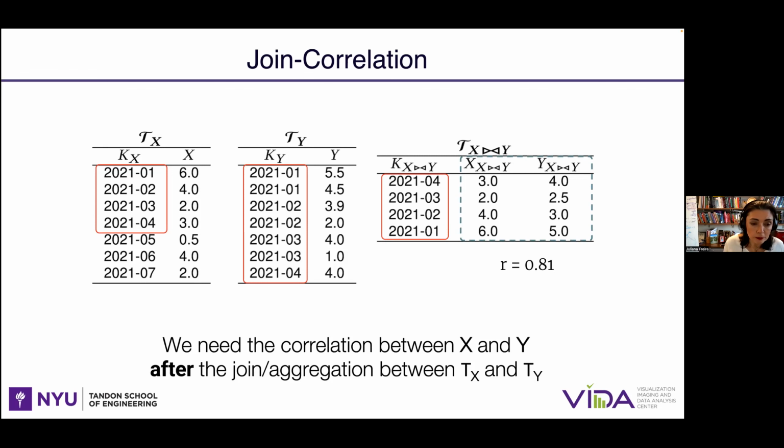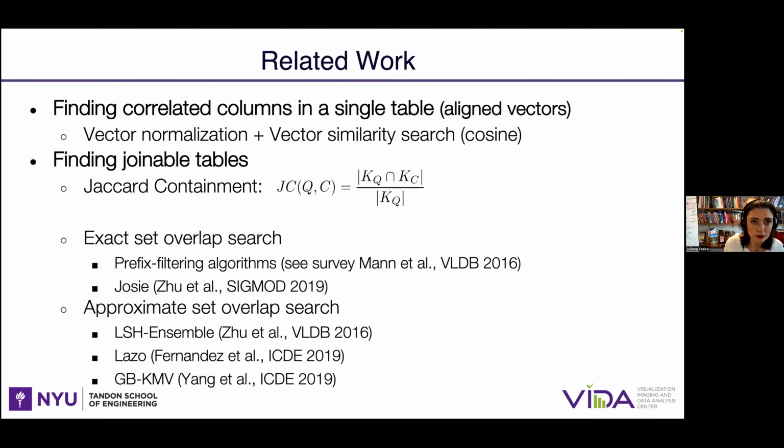And there has been work that looked at variations of this problem, simplifying correlated columns in a single table, where the table is already aligned, so you have aligned vectors. And there's also been work on finding tables that are joinable. For that, people have proposed strategies that try to compute the actual exact overlap between the tables. And there are also approaches that try to estimate this overlap or the join size.